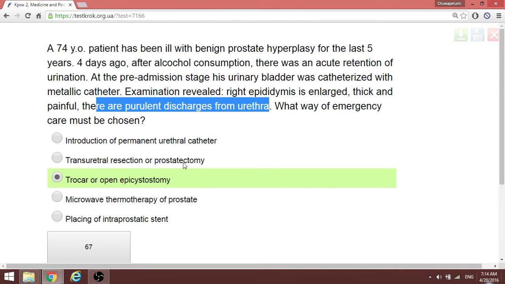This is not about the prostate. We are talking just about the acute urinary retention here, not about the prostate hyperplasia. So it's none of these answers. And introduction of a permanent catheter, you won't want to do that knowing that the patient is discharging purulent stuff from the urethra in acute urinary retention.